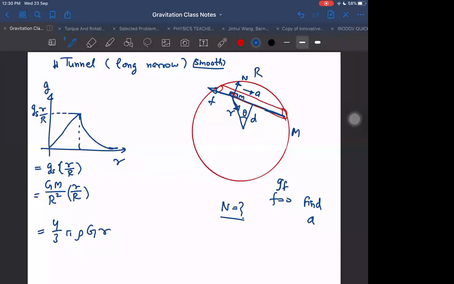The formula is also written in front of you. It should not take much time for you. Just make a free body diagram. You know which direction the force will be acting. Mg will be acting towards the center. Take the component of Mg perpendicular to the plane, this tunnel. Then that will give us the normal direction. Normal will be equal to that. Take the component of Mg along the tunnel. That will give us acceleration. It is a simple task.